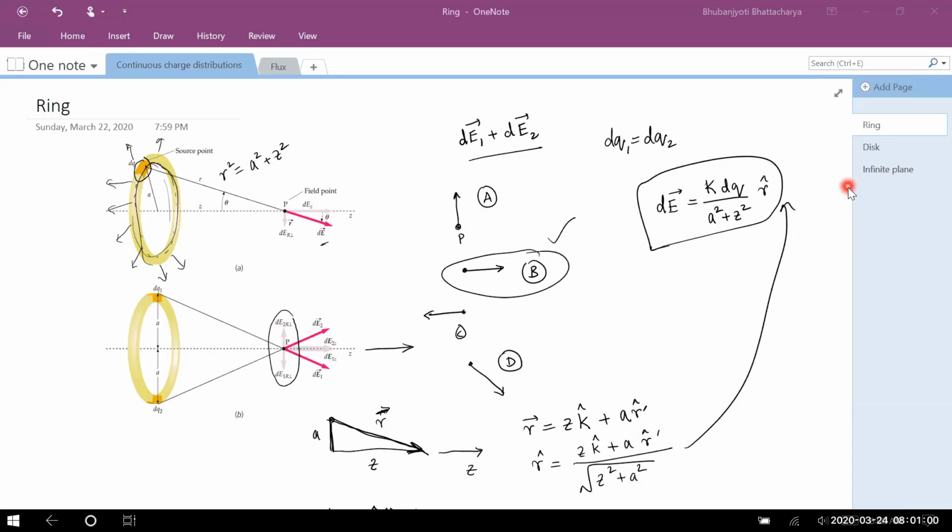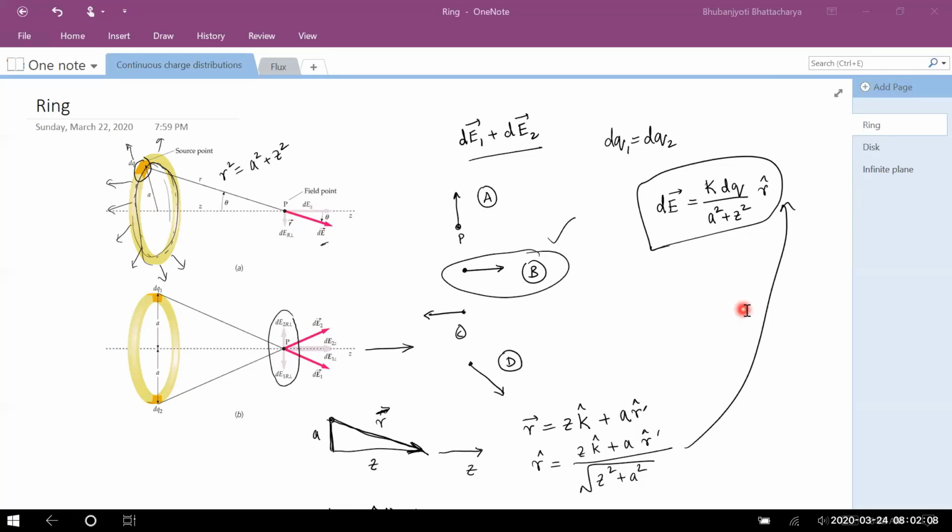In order to get to the capacitor, we have to sort of jump through some steps which might not seem that relevant. We found what dE was. It's k times dq over a squared plus z squared, where a is the radius of the ring and z is the distance from the center of the ring to the point where we are trying to find the electric field. And what is r hat? That's the unit vector in the direction of the electric field at the point P.